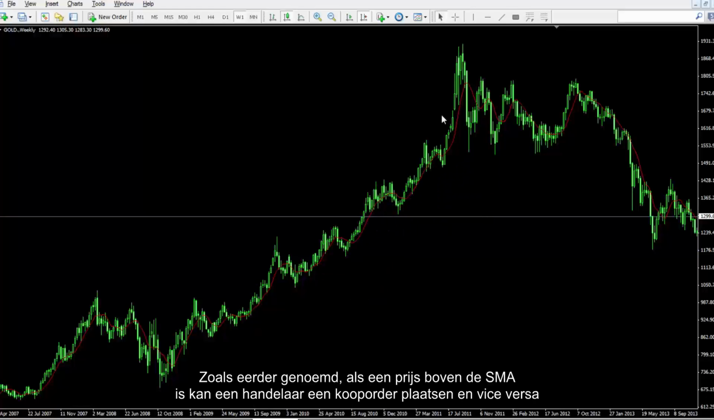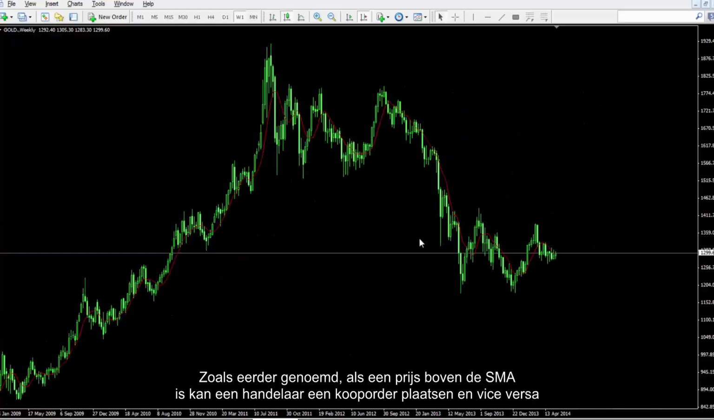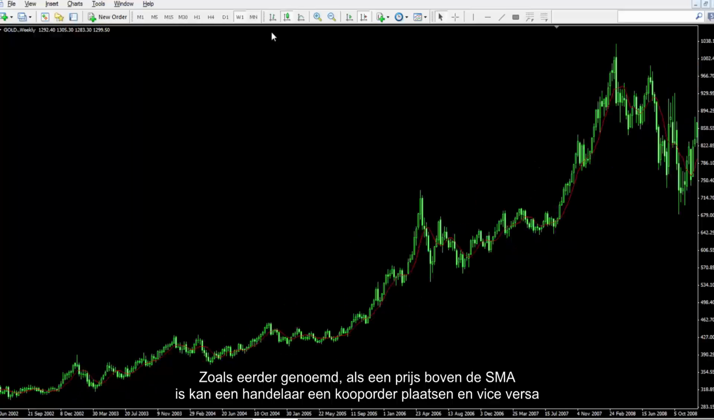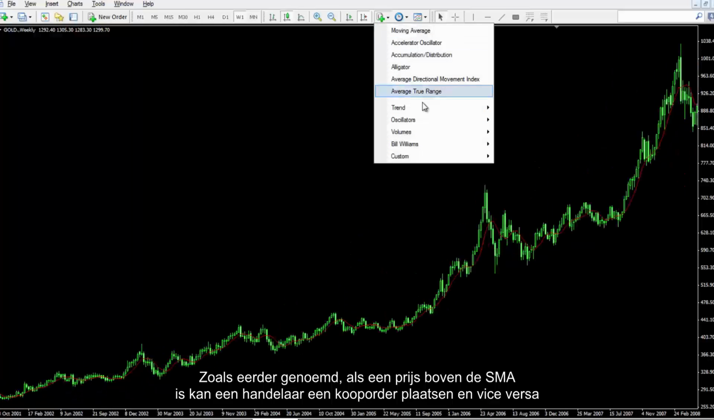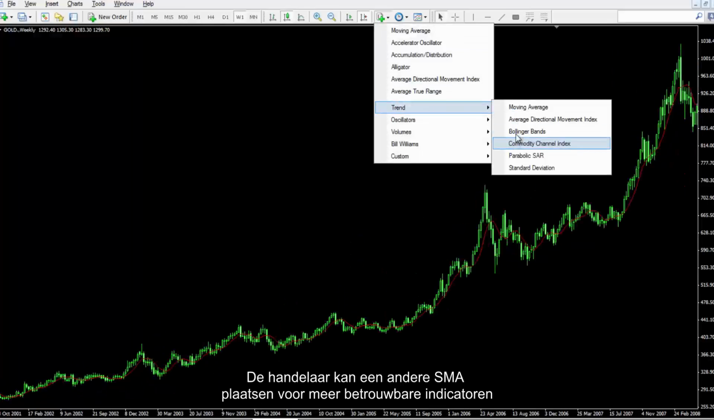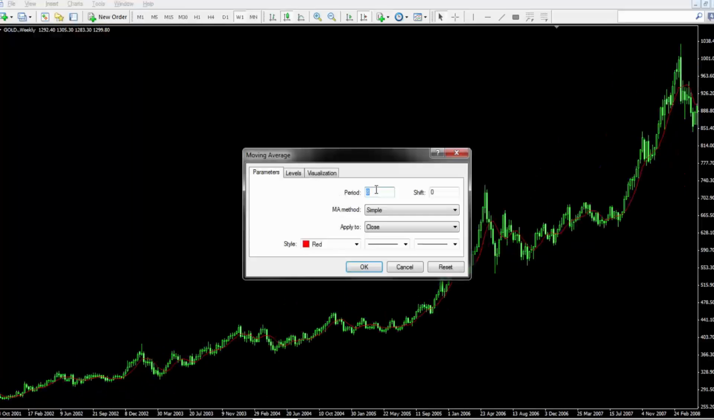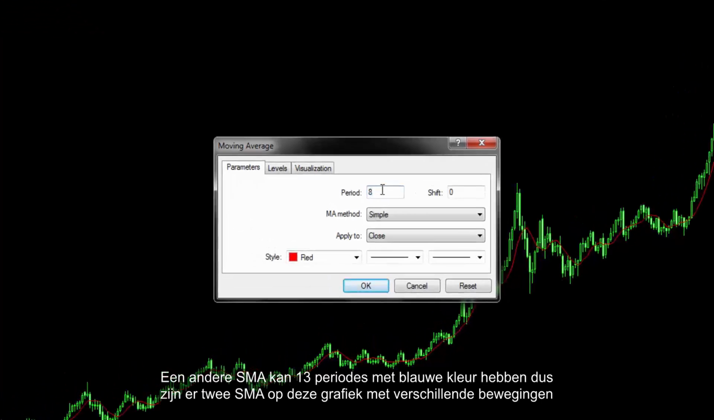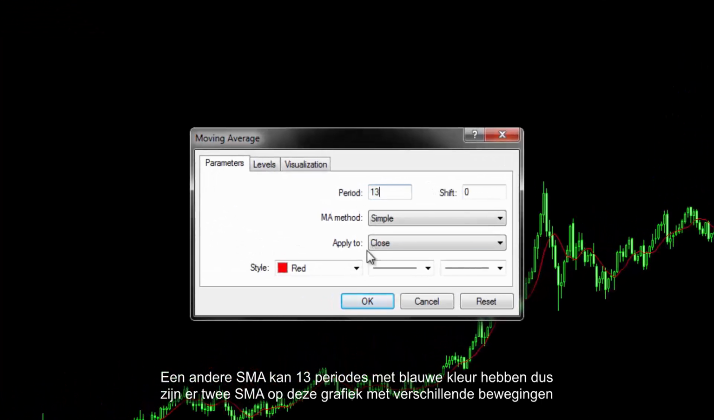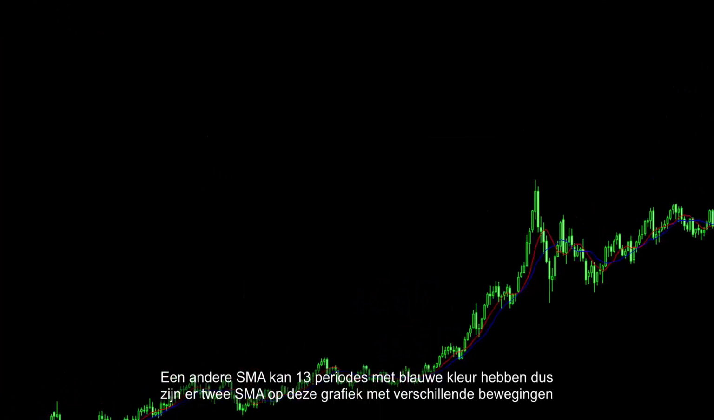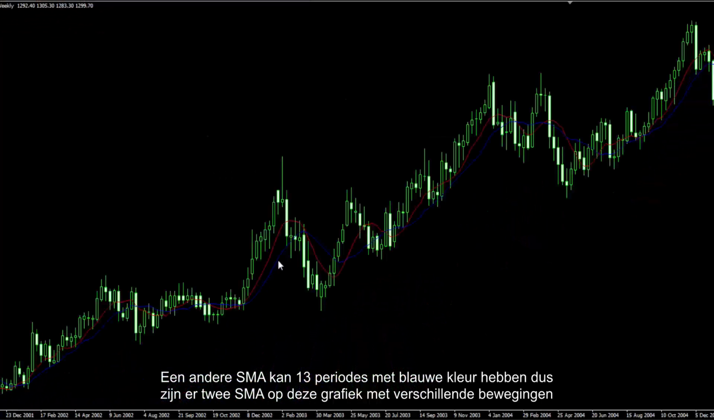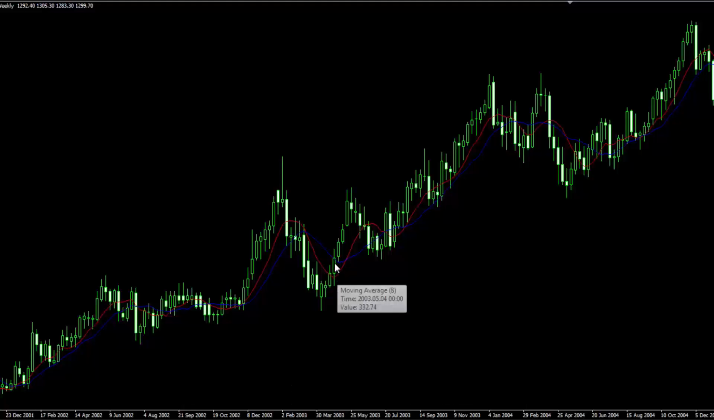As mentioned before, if a price is above SMA, then a trader can place a buy order, and vice versa. A trader can place another SMA to have more reliable indicators. Another SMA can have 13 periods with blue color. Thus, there are two SMAs on this chart with different movements.